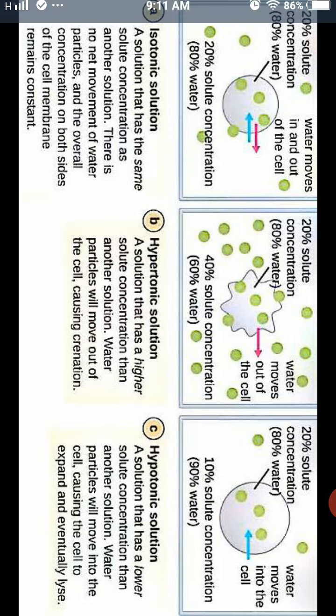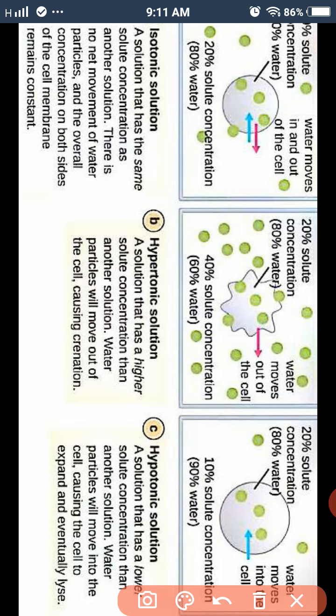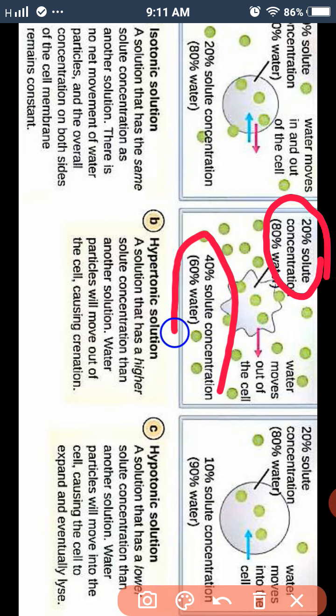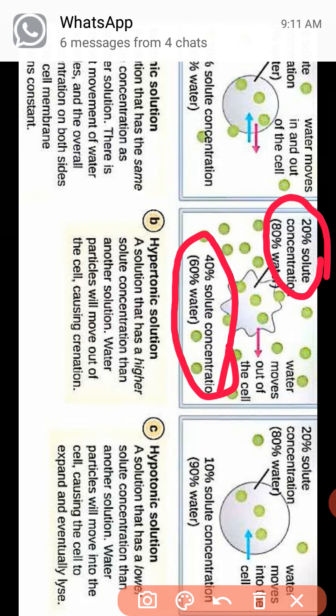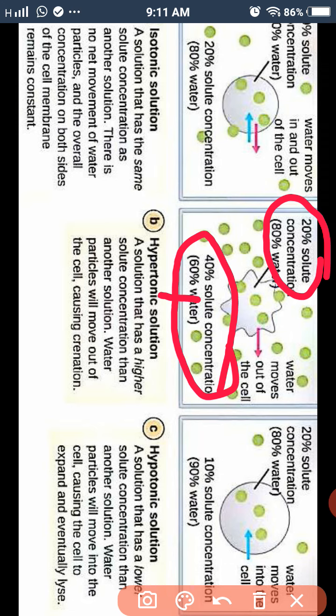Let's see in the diagram. You can see that inside it is 20% solute and 80% water, which means less solute concentration, and outside it is 40% solute and 60% water, which means high solute concentration and low water. So this is the hypertonic solution. Now next, look at the hypotonic solution.